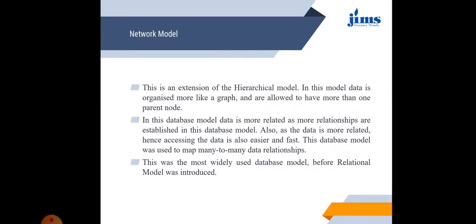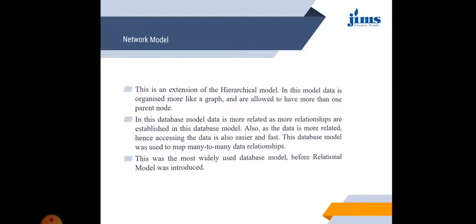Coming to the next model, that is the network model. This is an extension of the hierarchical model. In this model, data is organized more like a graph and nodes are allowed to have more than one parent node. In this database model, data is more related as more relationships are established. Also, as the data is more related, accessing the data is easier and faster. This database model was used to map many-to-many data relationships. This was the most widely used database model before the relational model was introduced.